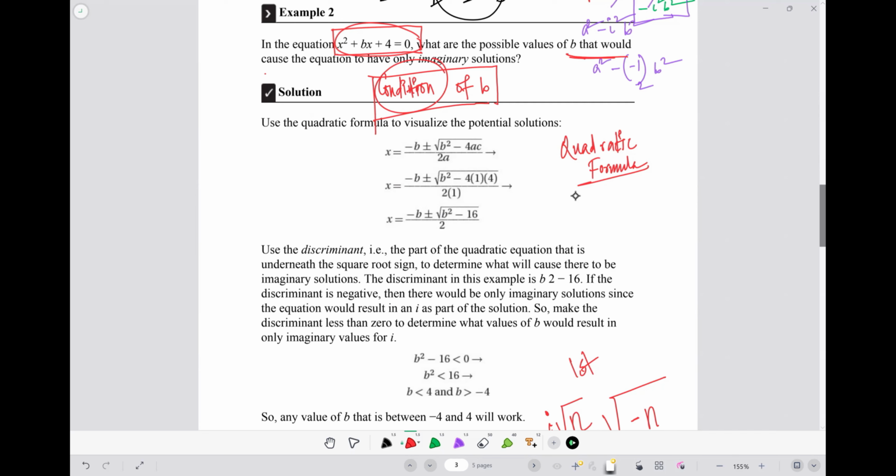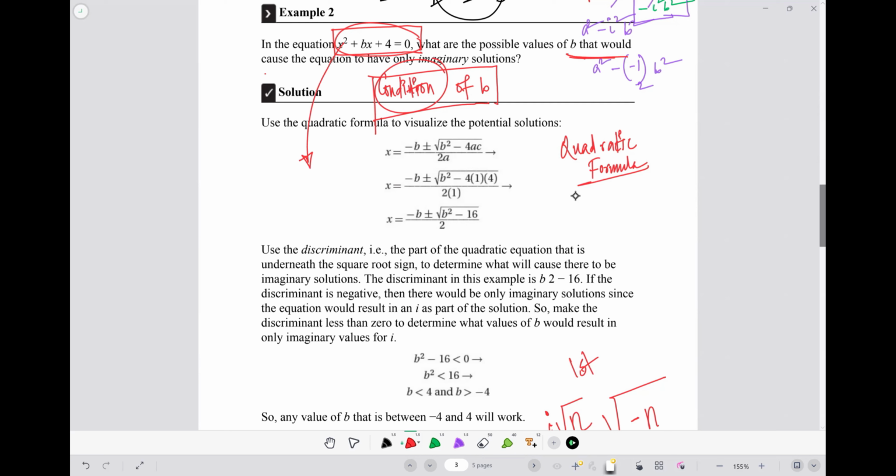What are the values of b? Because we are just going to take the discriminant part, and that would tell you what possible conditions might give different solutions, such as the imaginary solution. Because we're interested in the imaginary solution, this equation will probably tell you.